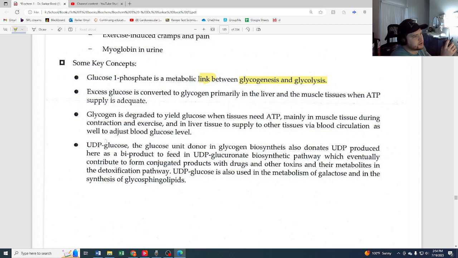UDP glucose, the glucose unit donor in glycogen biosynthesis, also donates UDP, produced here as a byproduct, to feed into the UDP glucuronate biosynthetic pathway, which eventually contributes to form conjugated products with drugs and other toxins and their metabolites in the detoxification pathway. UDP glucose is also used in the metabolism of galactose and in the synthesis of glycosphingolipids, which are lipids we'll talk about next.